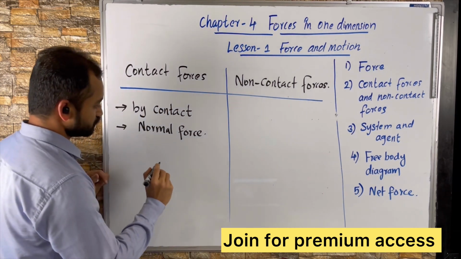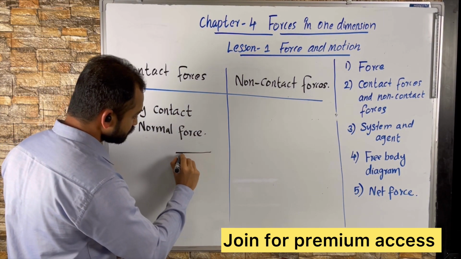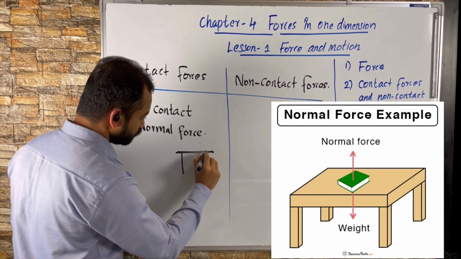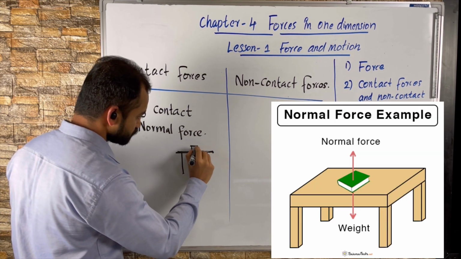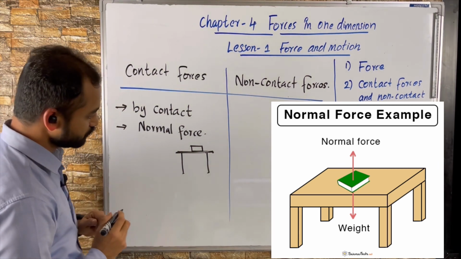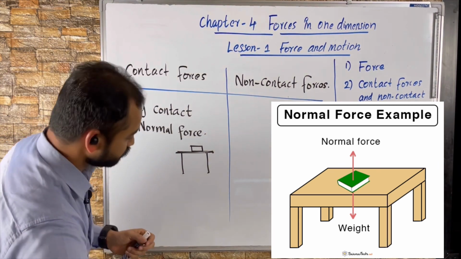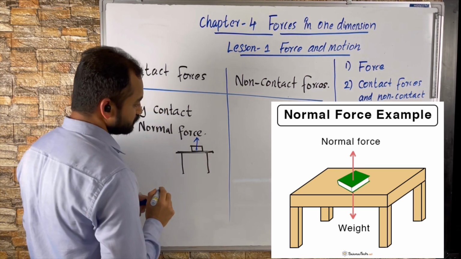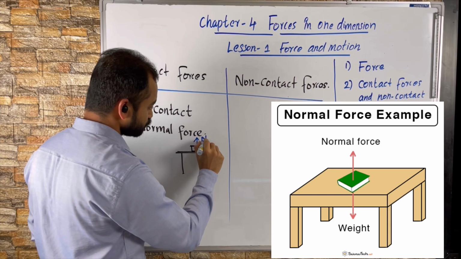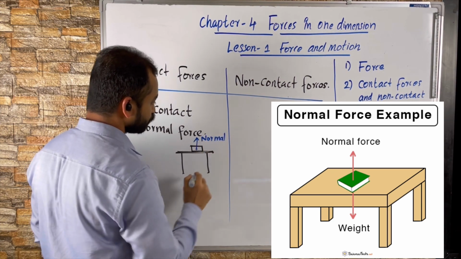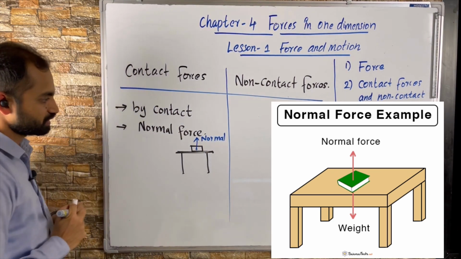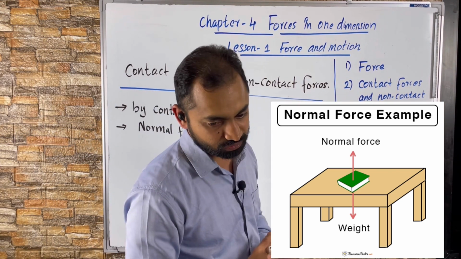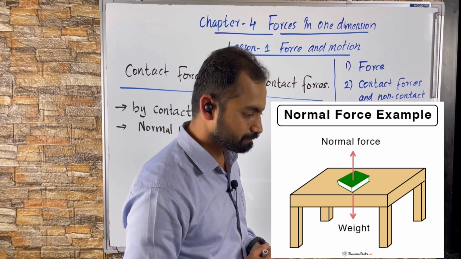For example, I will tell here, like this is your table, and on your table there is a book. This is your book on the table. So what will happen? The table will push the book upward. This force is called normal force or normal contact force. So normal force is an example for a contact force. Do you understand?